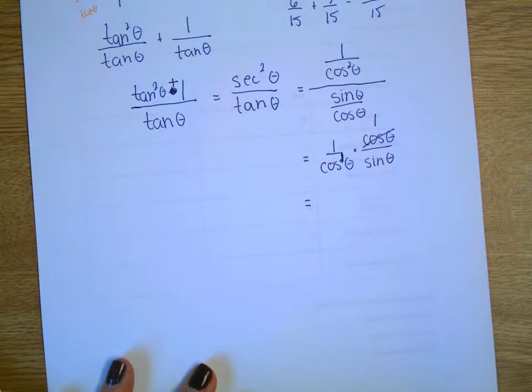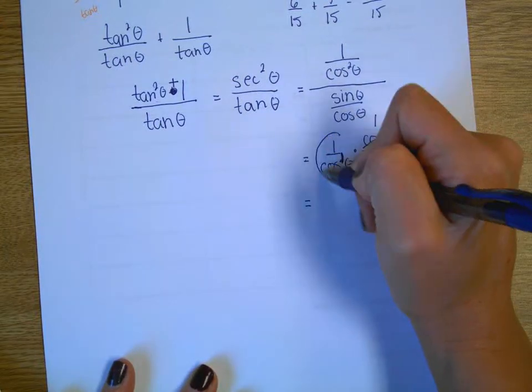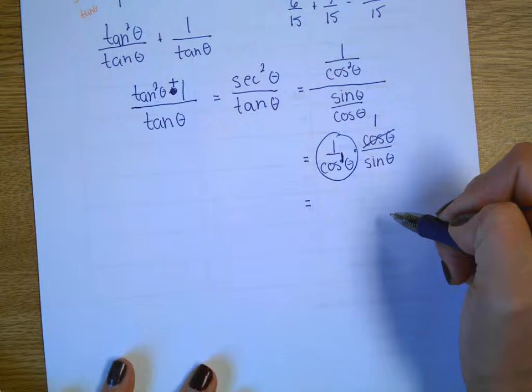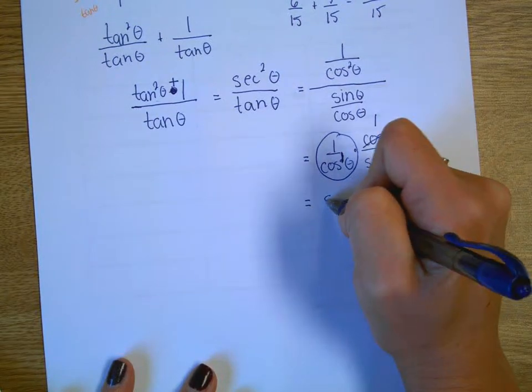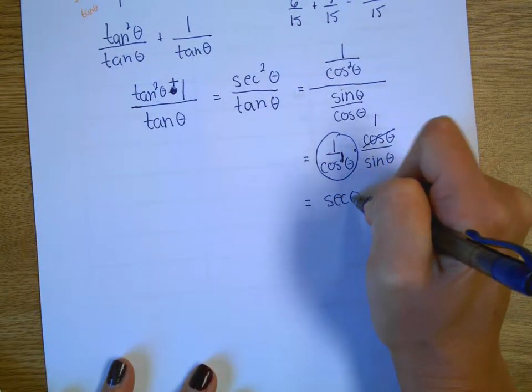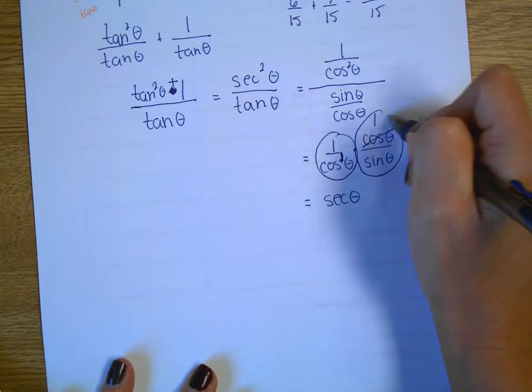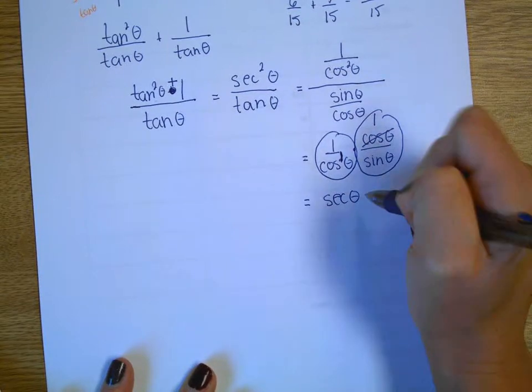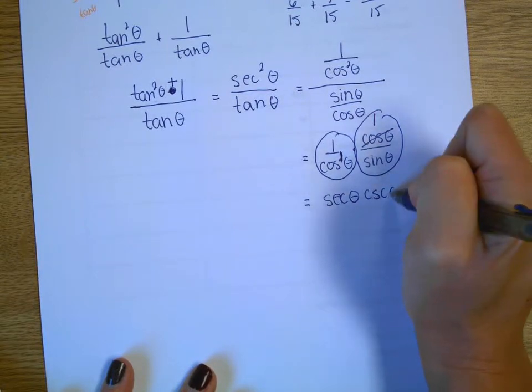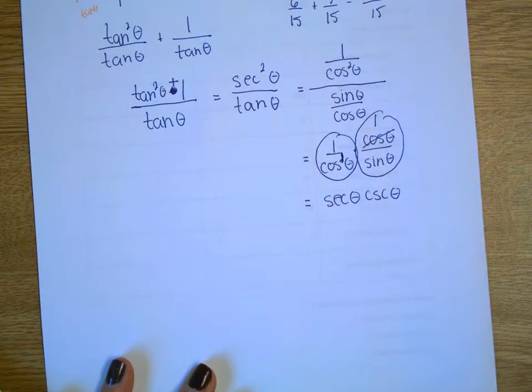Okay. 1 over cosine. What function is 1 over cosine? Secant. 1 over sine. What's the opposite of? Cosecant. So, yeah, that one. There it is.